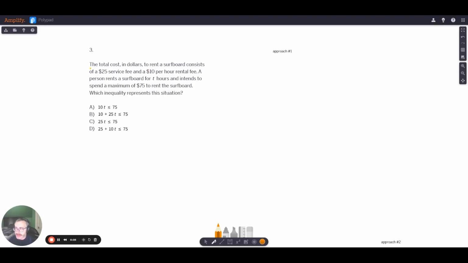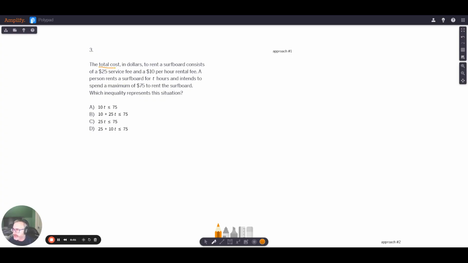So let's read. The total cost in dollars to rent a surfboard consists of a $25 service fee and a $10 per hour rental fee. A person rents a surfboard for T hours and intends to spend a maximum of $75 to rent the surfboard. Which inequality represents this situation? So let's see if we can make sense of this.